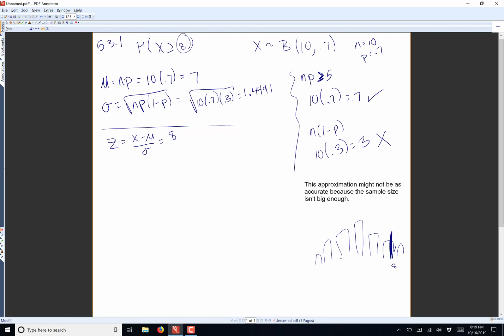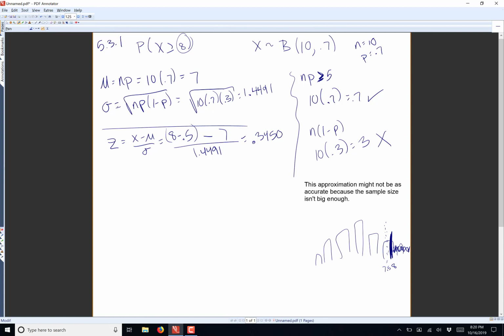We found the approximation works better if you either add or subtract the 0.5 to make it bigger. So if this is 8 and I'm looking for the area to the right, to make my area bigger, I would want to go this way. So we will subtract 0.5 and go to 7.5, so we'll do 8 minus 0.5. I don't try to memorize the rules. I just draw a picture and say I want to make it bigger by 0.5. So we have 7.5 minus our mean of 7 over 1.4491, which gives me 0.5 over 1.4491, which is 0.3450.